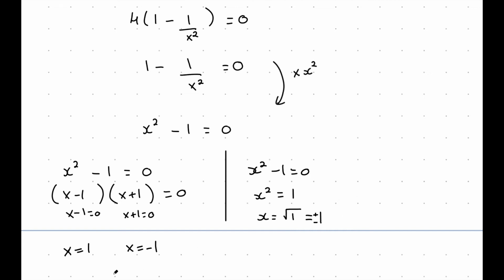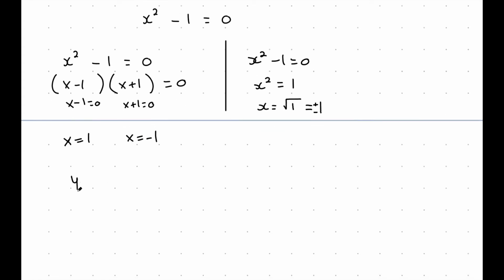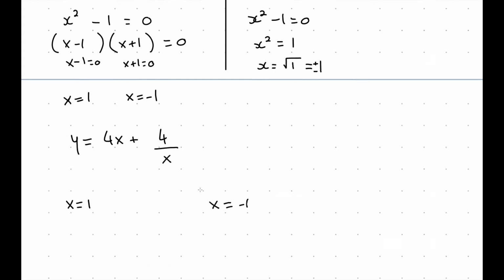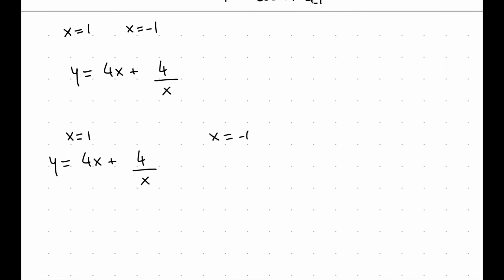So I'd have a preference for using this method here. Once I have my x coordinates, the next thing I would need to find is my y values. And I can get those because we had a formula for y in terms of x. So I'm now going to plug in each of them. I'm going to have x is equal to 1 and x is equal to minus 1. And I'm going to plug them into this formula that literally gives us y, because it says y equals this and it depends on x.